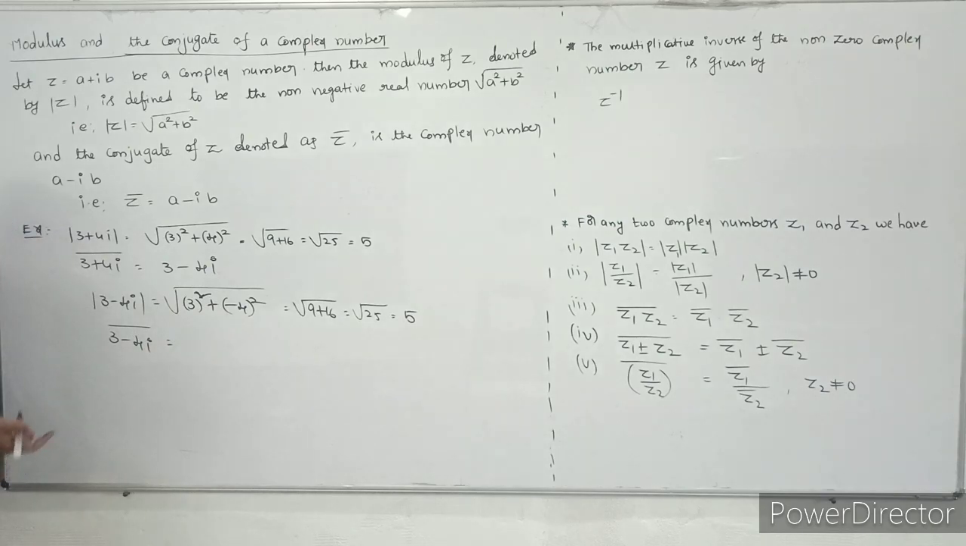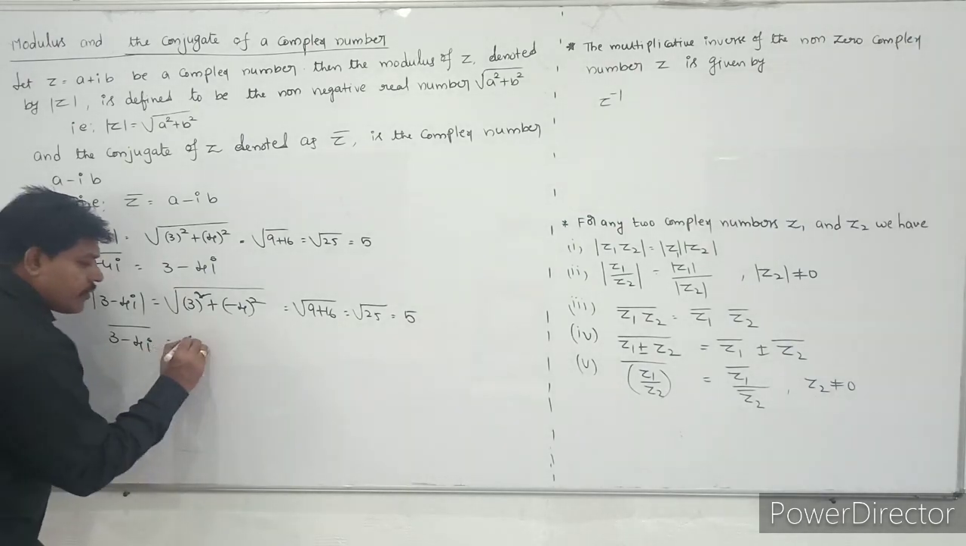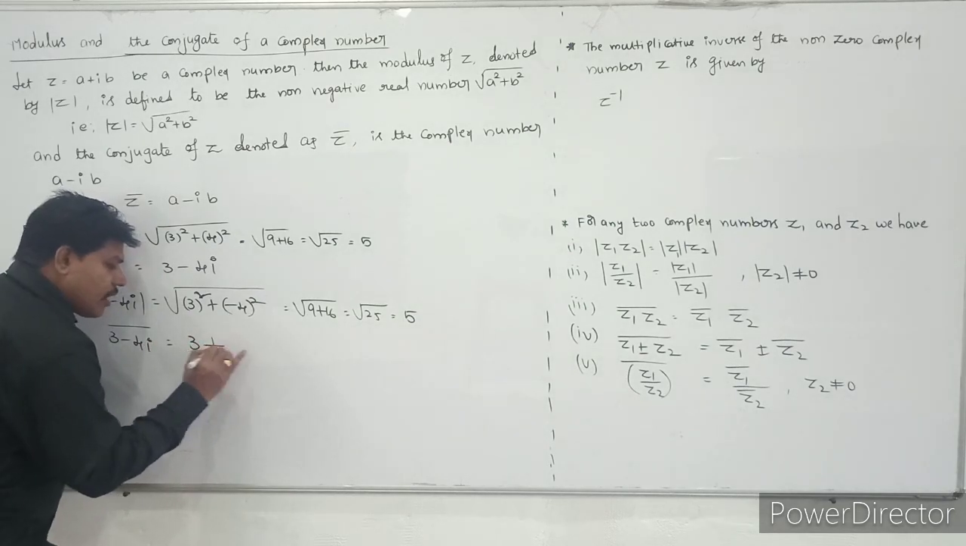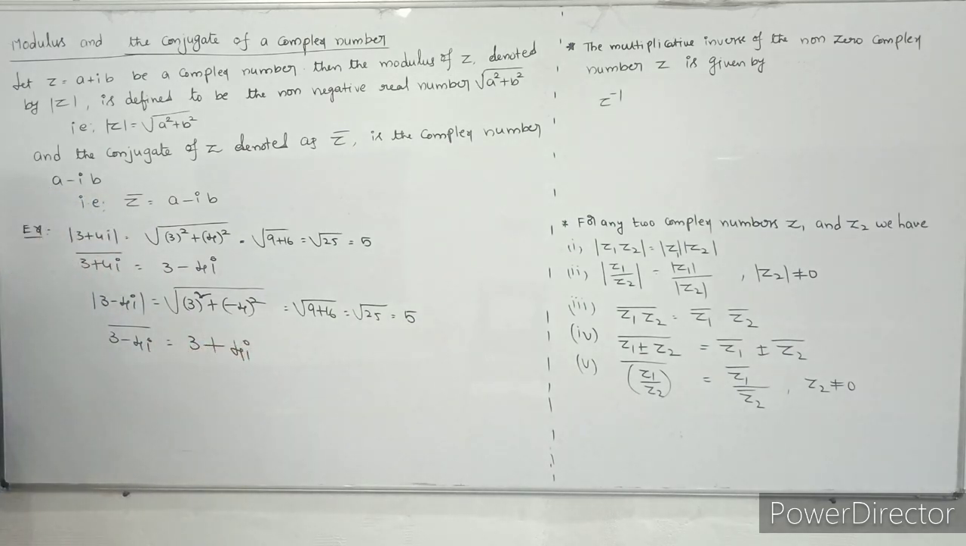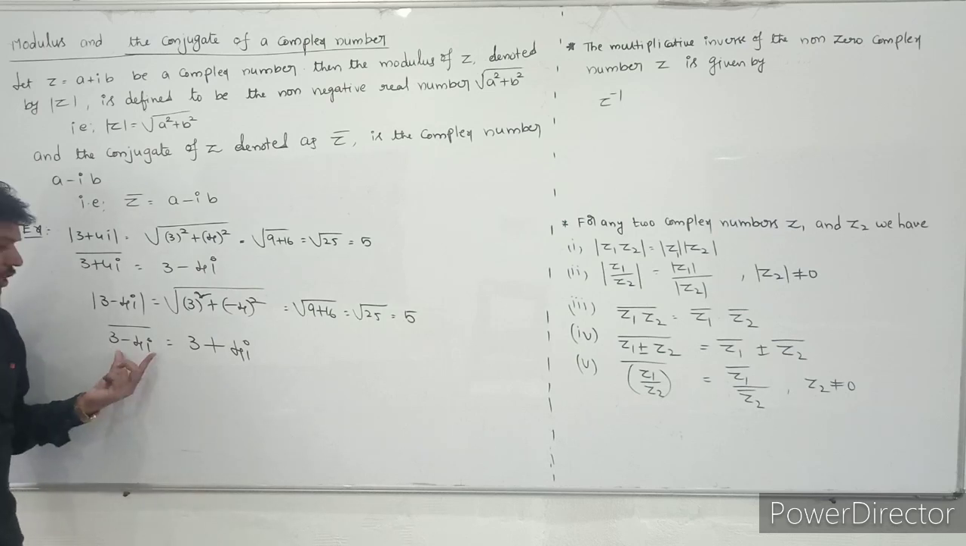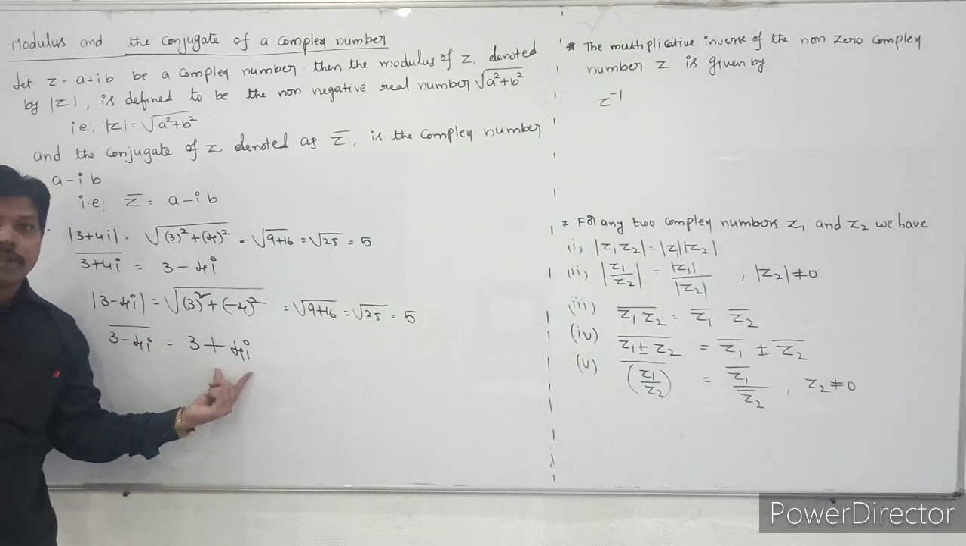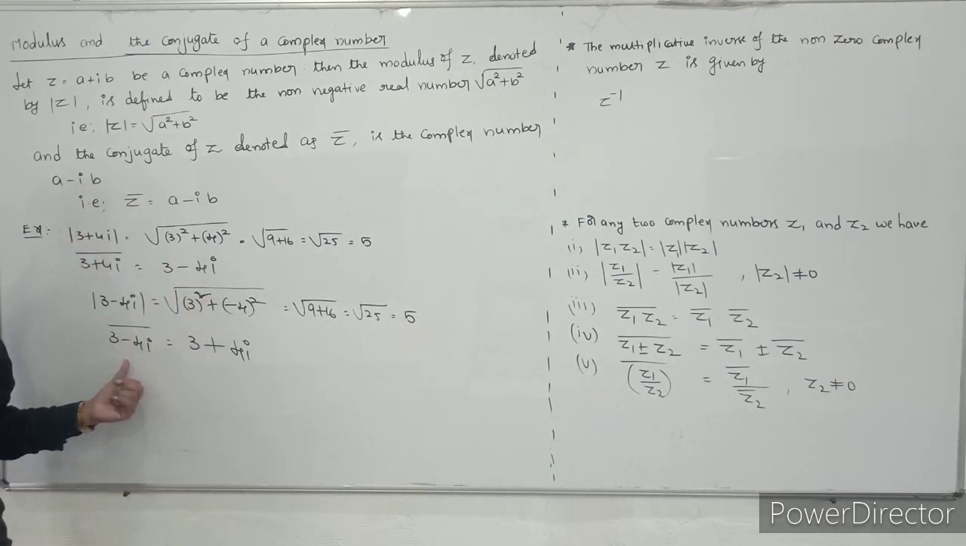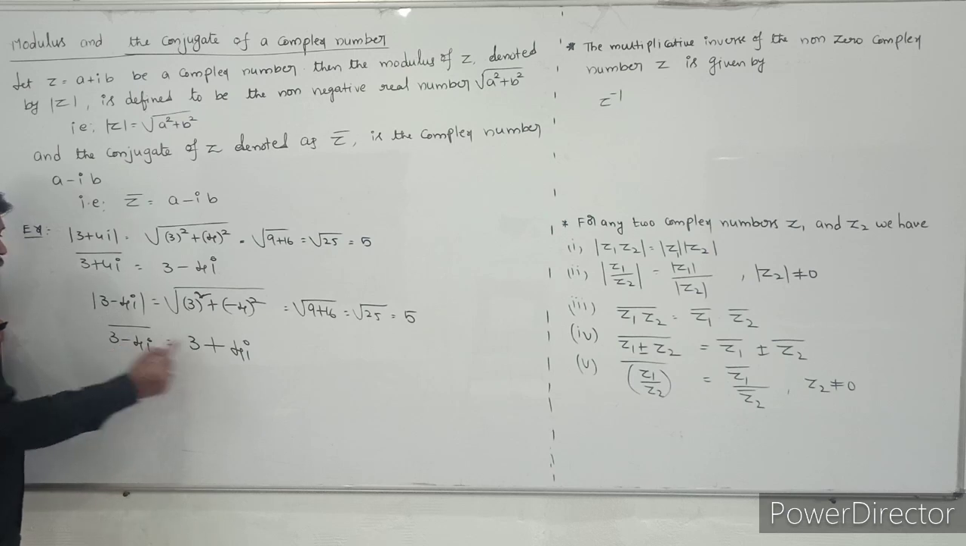Similarly, 3 minus 4i. So what is the conjugate of this one? That is nothing but 3 minus of minus, it will become plus 4i. The conjugate of the complex number 3 minus 4i will become 3 plus 4i. If a plus is given, it will become minus. If a minus is given, it will become plus. Only the i coefficient will be changed. If the i coefficient is negative, it will become positive. If it is positive, it will become negative. That's all. Do you understand that?